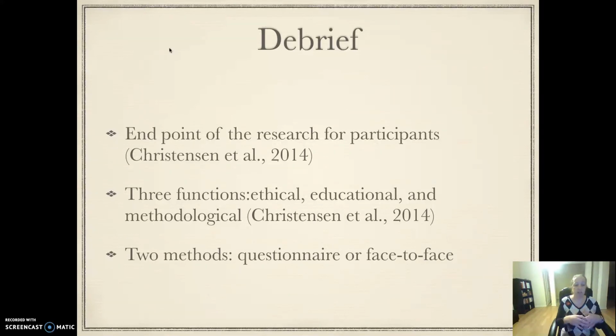There are 3 functions. Ethical. So if during any point of the research there was actually some deception that occurred, that can be cleared up. It can be educational. This is why you were participating. Methodological. Did we do exactly what we said we were going to do through the trial?